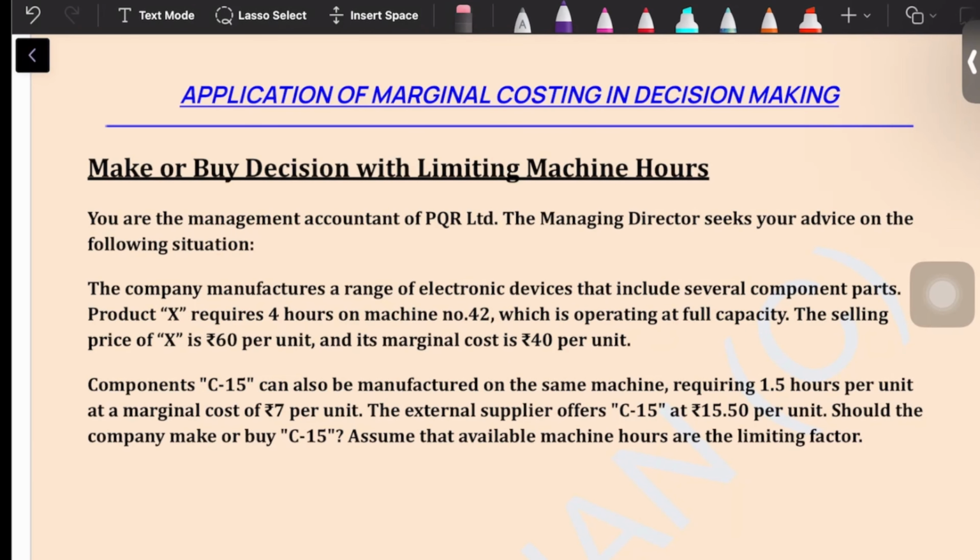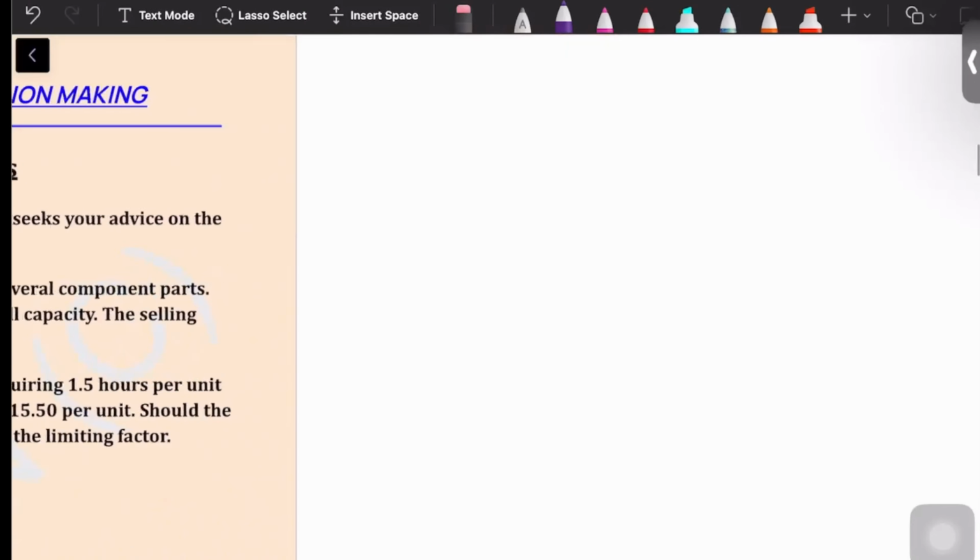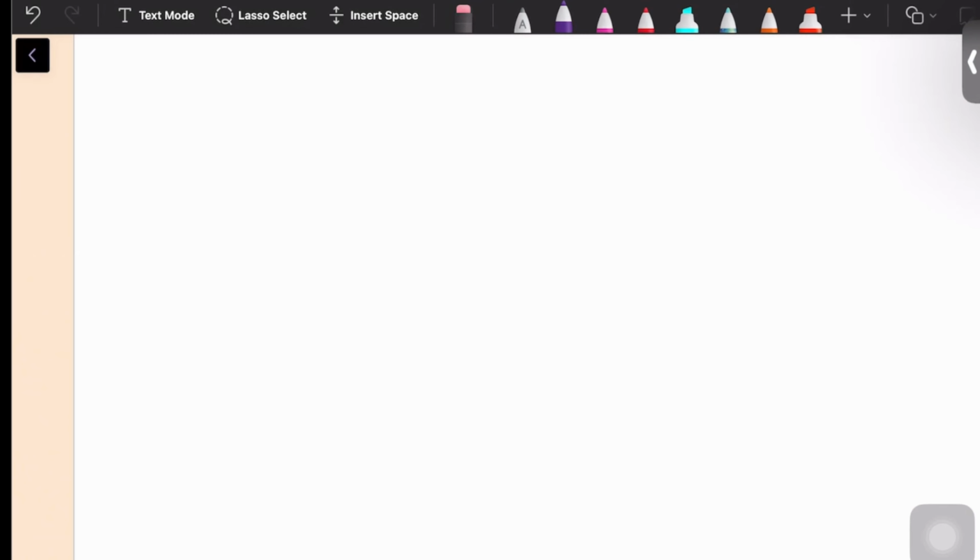So in the marginal costing decision making application, one topic which we covered was accept or reject an additional offer. So everything here revolves around your capacity, your variable cost, those things. So second type is make or buy decision with limiting machine hours. So let's understand what exactly is this.